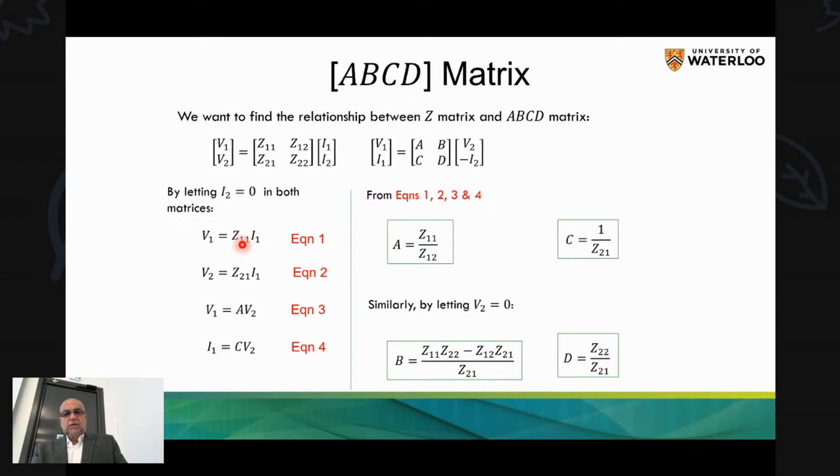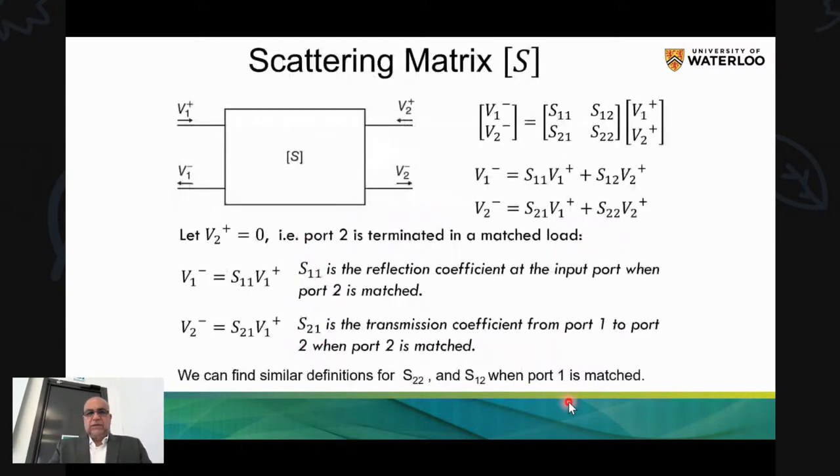And then you'll be able to get these equations. That gives you right away the relationship between A equals Z11 over Z12 and C equals 1 over Z21. Similarly, if I let V2 equal zero in both equations, I will end up with a relation here. The point I want to make is that all these matrices are related to each other.